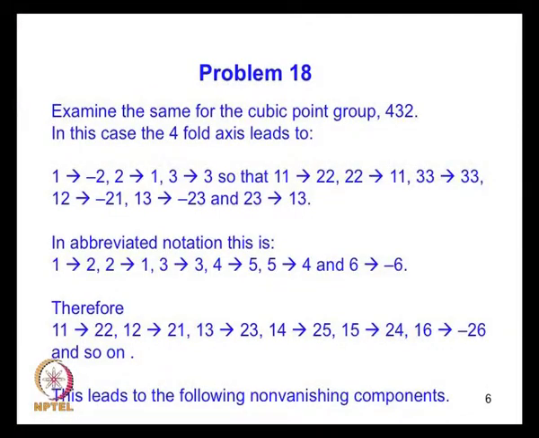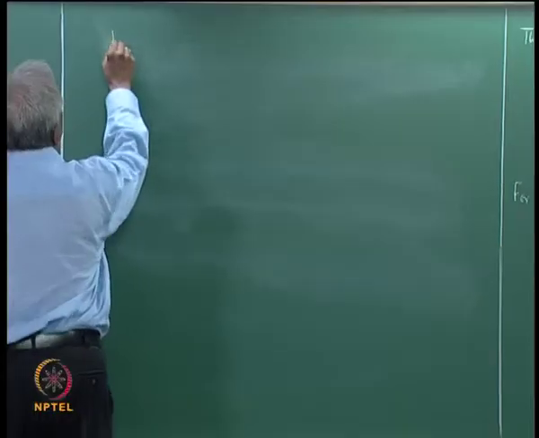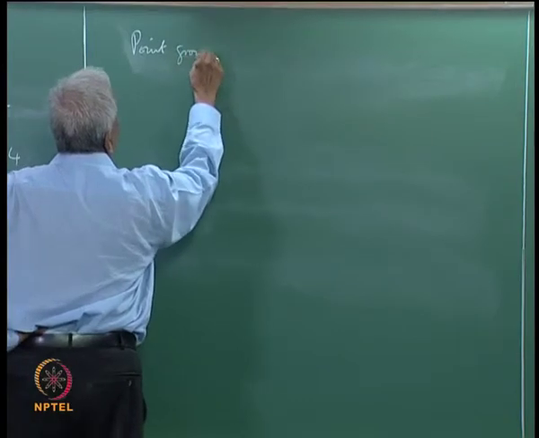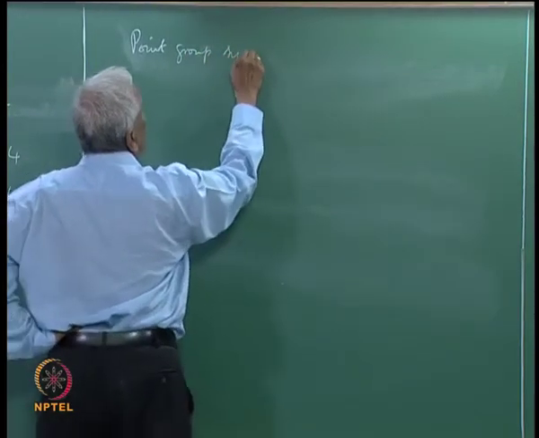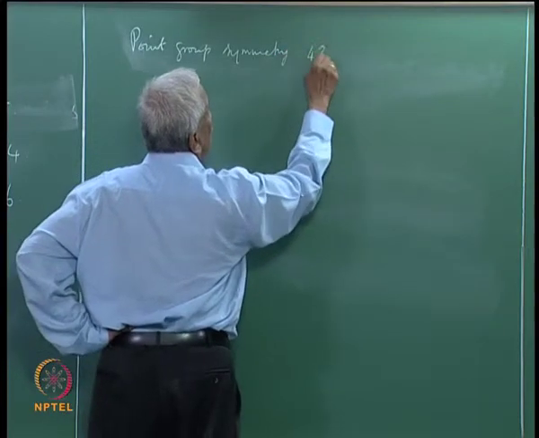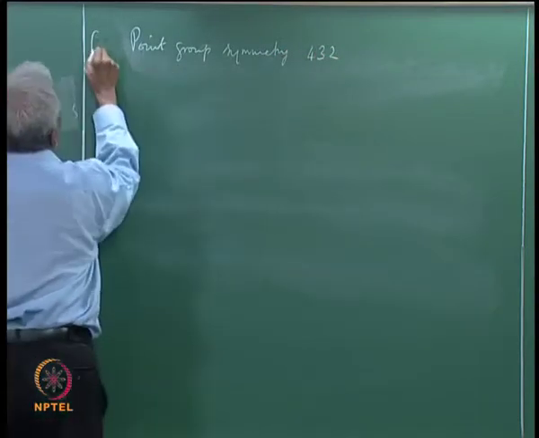We will work out one more problem of this kind, where we will go from a tetragonal point group symmetry to a complete isotropic cubic symmetry. So, let us take the point group symmetry corresponding to an octahedral symmetry 432, which is a cubic.